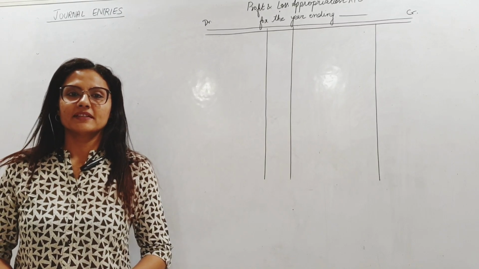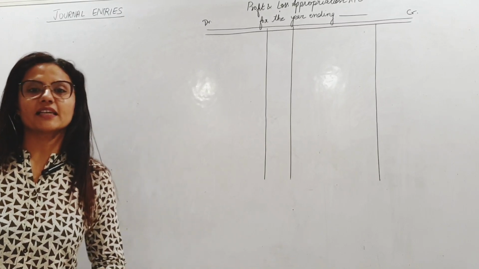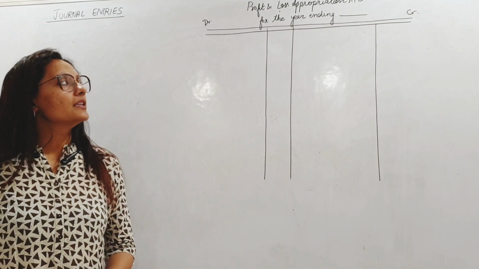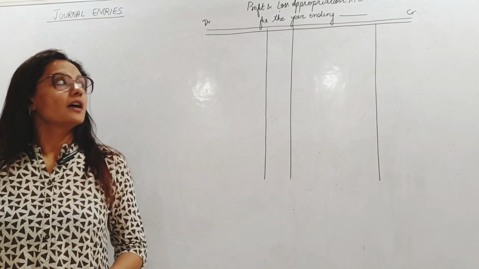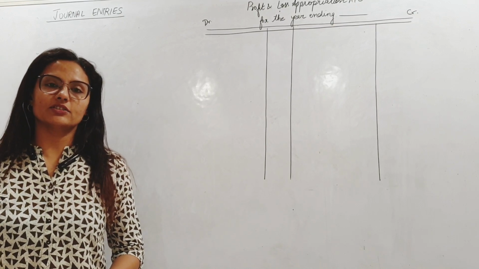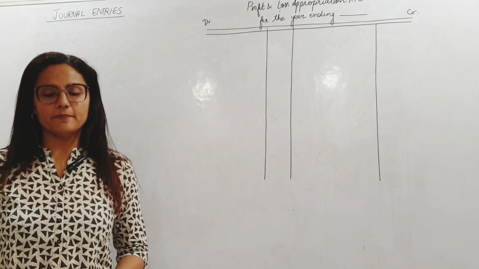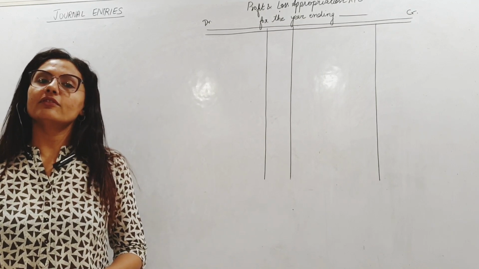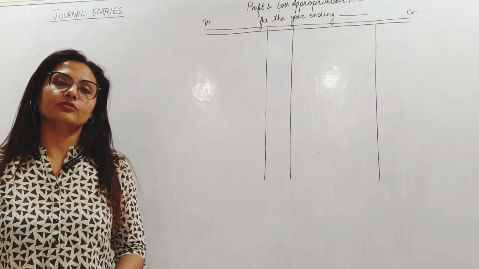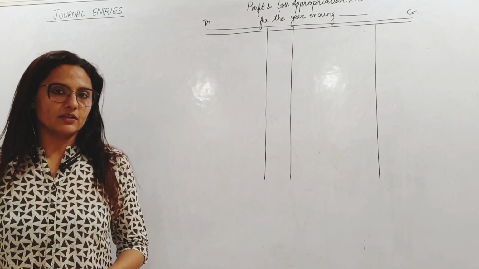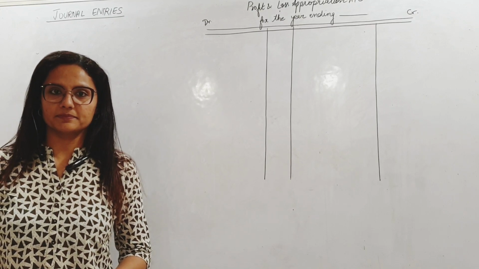Hello everyone, I hope you are doing good, and this is my next video in which I will be discussing journal entries and also the format of profit and loss appropriation account. Now journal entries are for the transfer of net profit and the distribution of profit, meaning for all appropriations that we are going to do in this chapter.